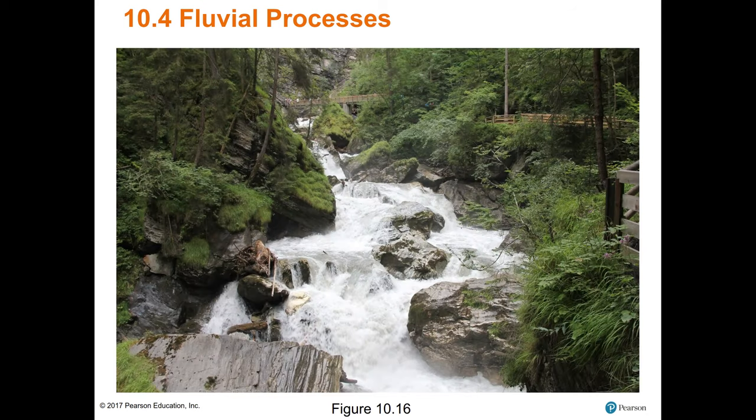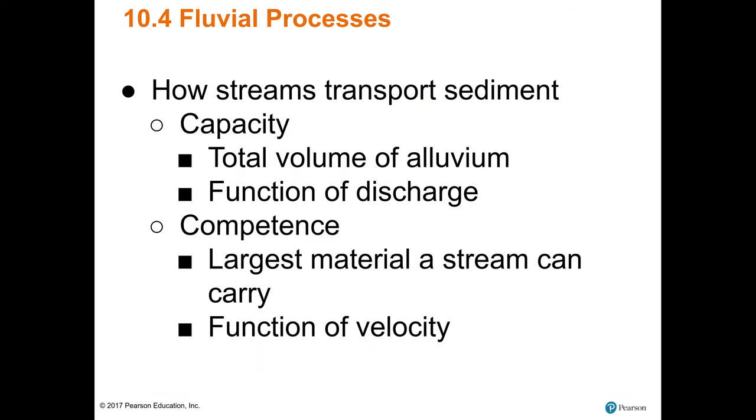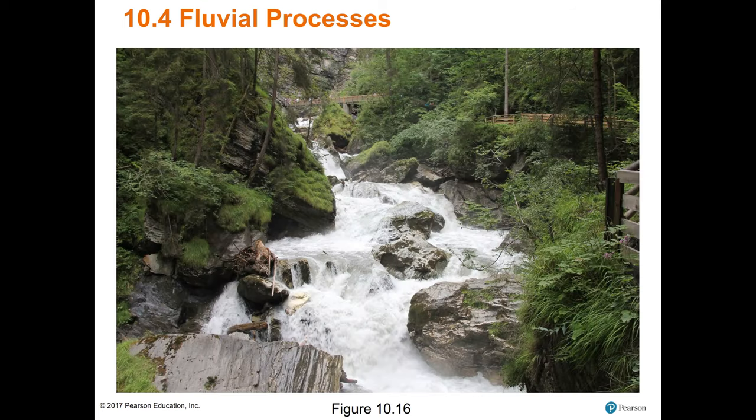So this would be a high-velocity stream. The capacity would be high, but the competence would be low. So this would be a mountain stream. The capacity would be low, but the competence would be high. The competence, is it able to do it? Like if you're incompetent, you're unable to do whatever it is. So competence refers to the size of material, capacity is the volume. This would be low capacity, but high competence.